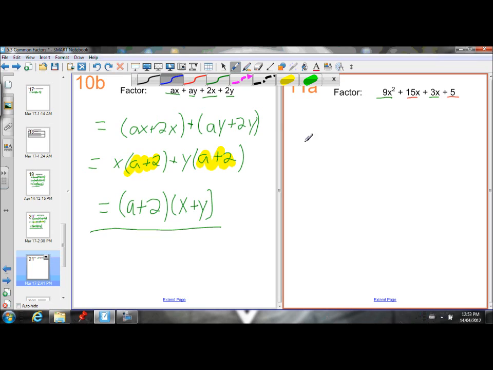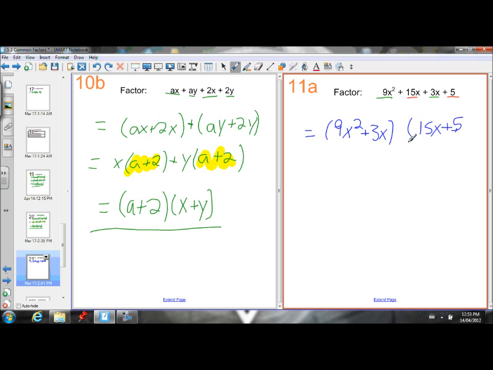So if we go ahead and put those into groups, I'm going to put the 9x squared and the 3x into a group, and the 15x and the 5 into a group. Separate with an addition sign, because when we add polynomials we can drop the brackets, and this will keep our equation equivalent to what we had at the beginning. Now let's do the common factoring of each group independently. The common factor of 9x squared and 3x is 3x. If we divide 9x squared by 3x, we get 3x. If we divide 3x by 3x, we get 1.